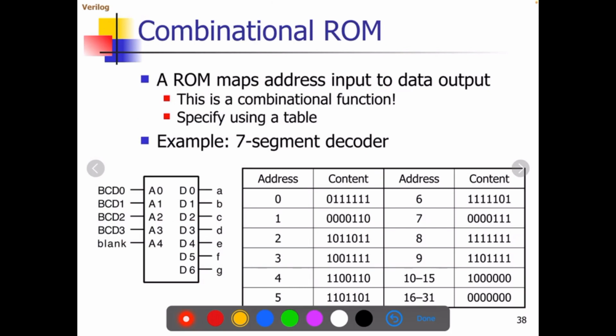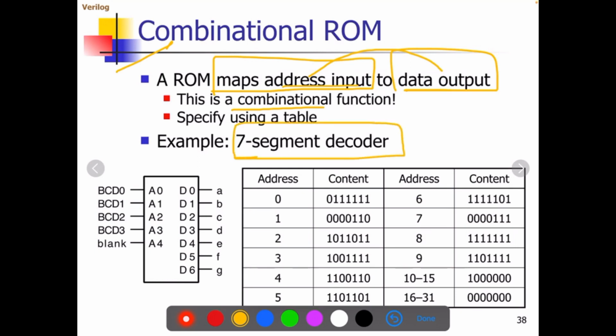Coming to the combinational ROM, here we map the address input to the data output. The address input gets mapped onto the data output. That's why it is called a combination of address to the data output. One best example is the 7-segment decoder. Have a look at this. The address is A0 to A3, a 4-bit address. A4 is used for blank. So 4-bit BCD data is taken as an input.